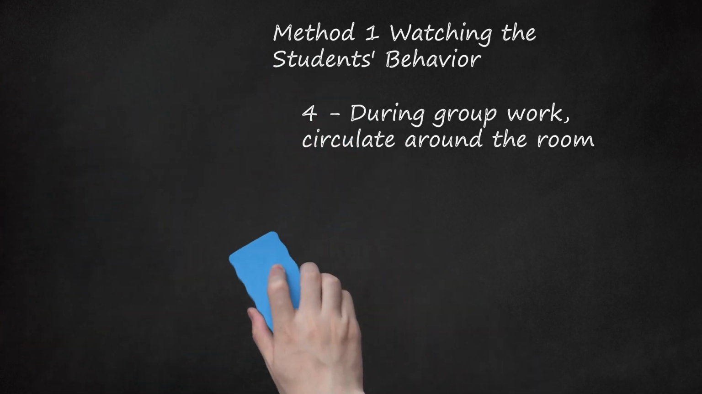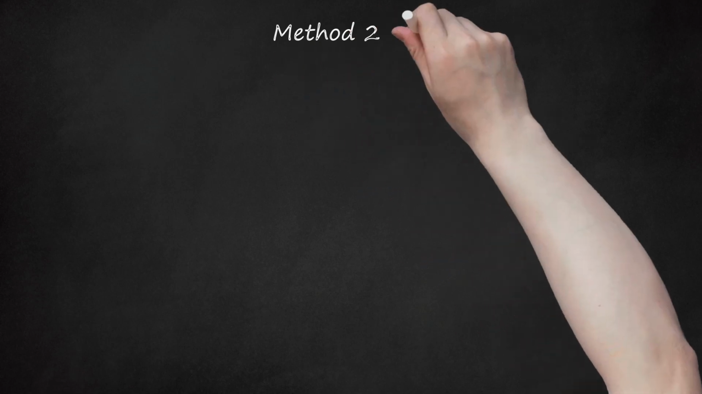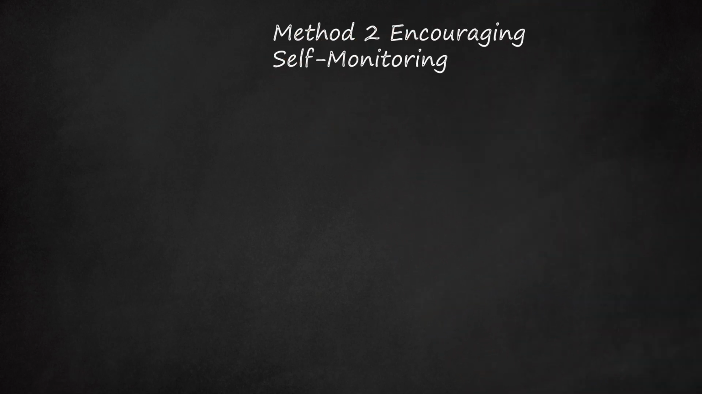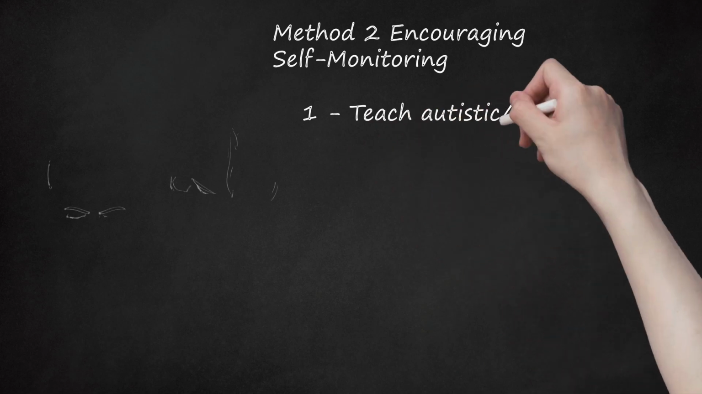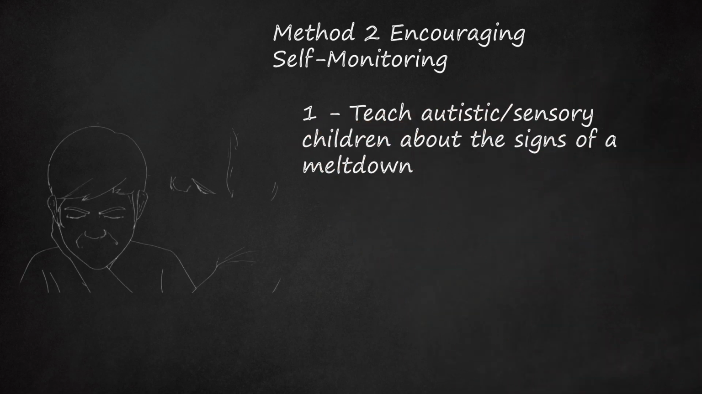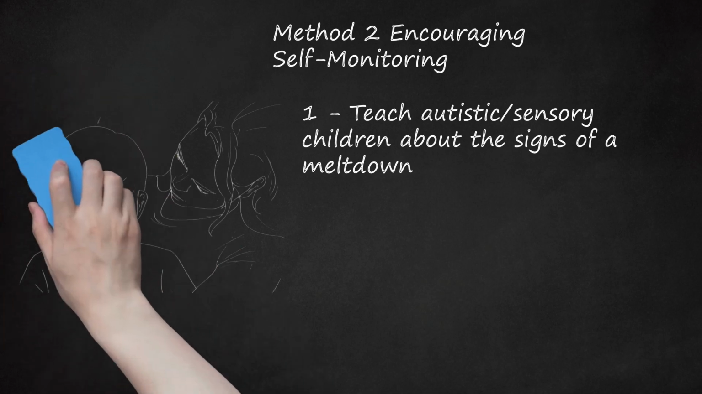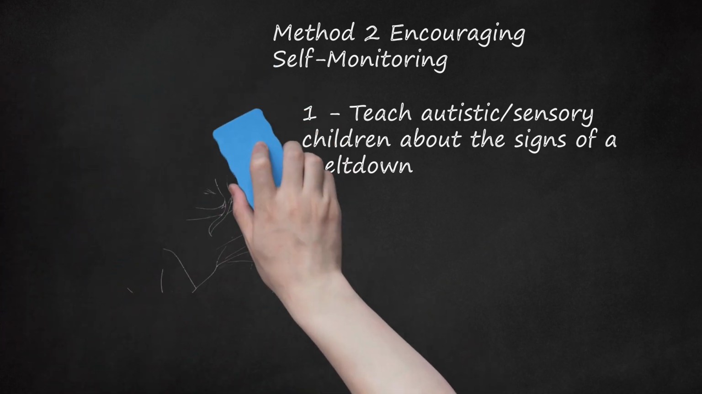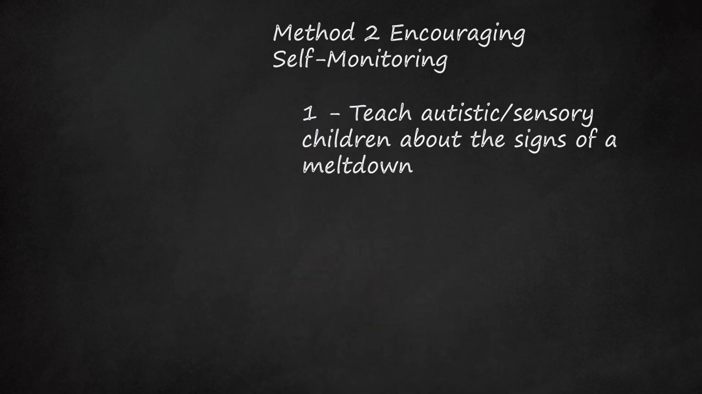Evertson 135. Method 2: Encouraging self-monitoring. 1. Teach autistic sensory children about the signs of a meltdown. Encourage them to recognize when they are overwhelmed, and to communicate that they are distressed to an adult. If you notice mounting distress, ask if they need a break. You can set up a calming down corner for this purpose.